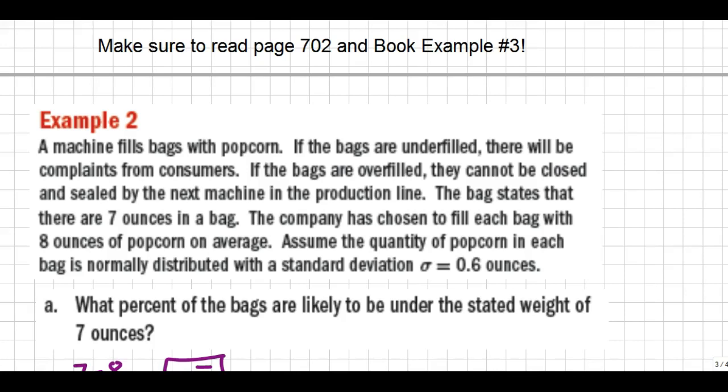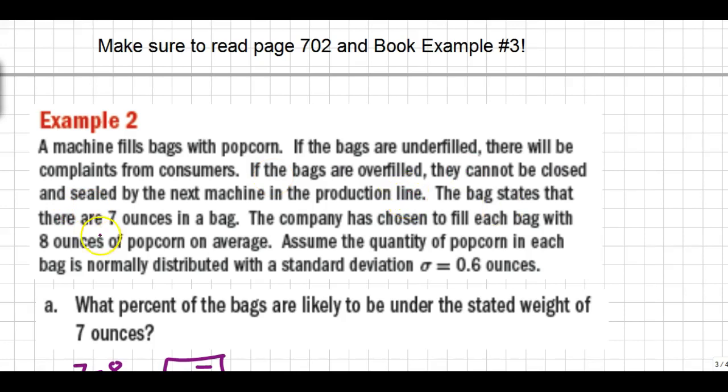So let's read what it says. A machine fills bags with popcorn. So they are doing this at the factory. If the bags are underfilled, there will be complaints from the consumer. I paid for my bag of popcorn, but I didn't get very much product. And I'm sure that does happen quite often. If the bags are overfilled, then they can't be closed and sealed properly in the production line. That would be problematic because then they can't sell them.